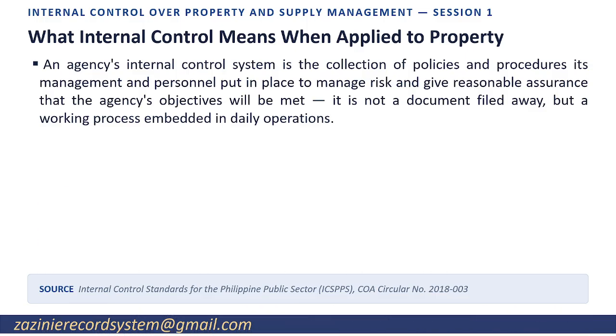An agency's internal control system is the collection of policies and procedures its management and personnel put in place to manage risk and give reasonable assurance that the agency's objectives will be met. It is not a document filed away, but a working process embedded in daily operations.